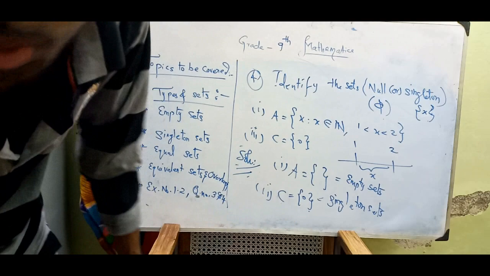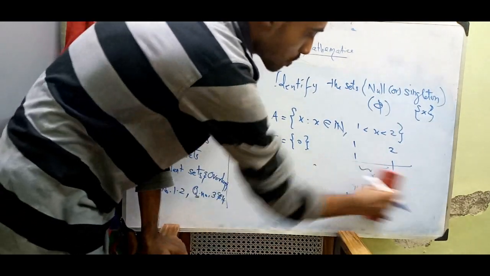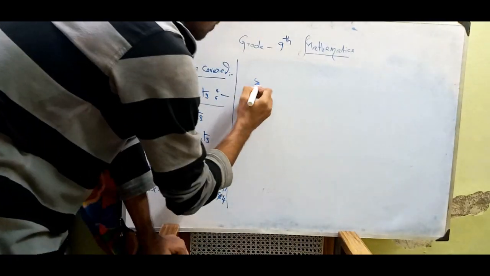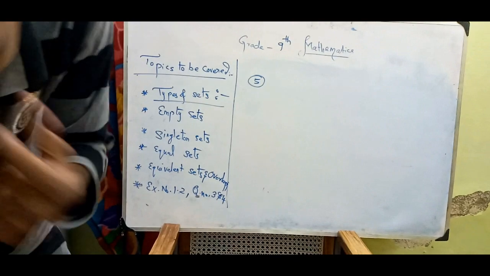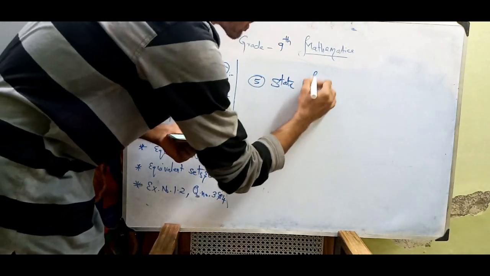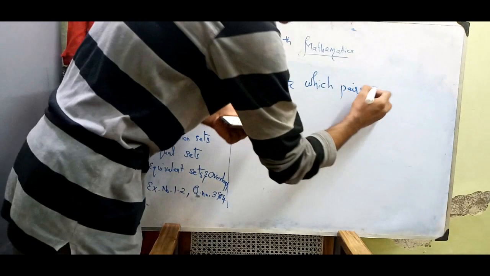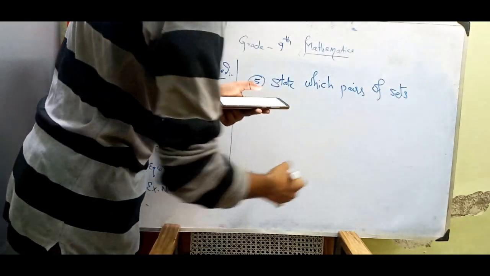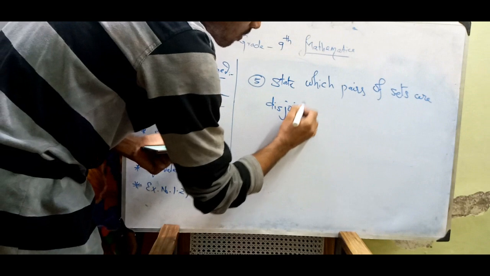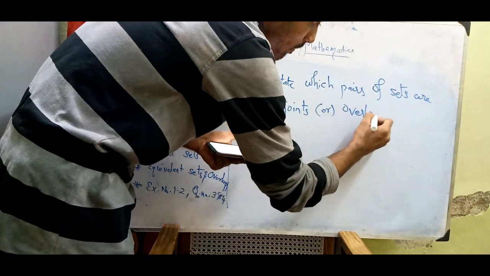Okay. Next question. We'll go to the fifth question. The rest of the problems are for you. So fifth question is, state which pairs of sets are disjoint or overlapping.